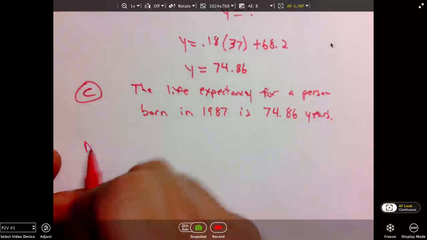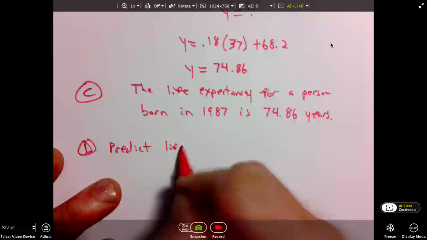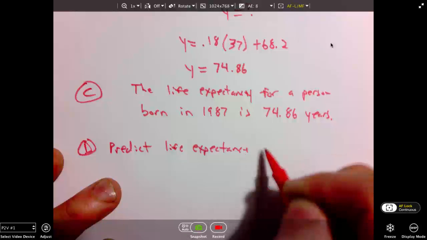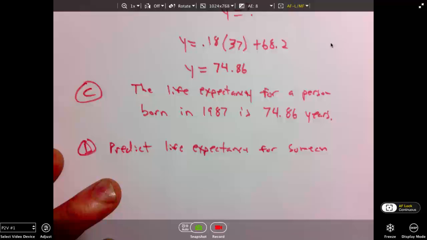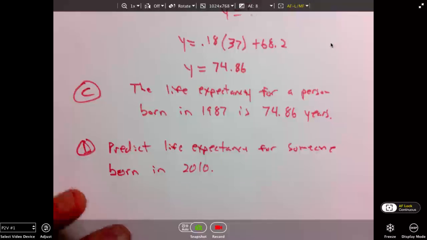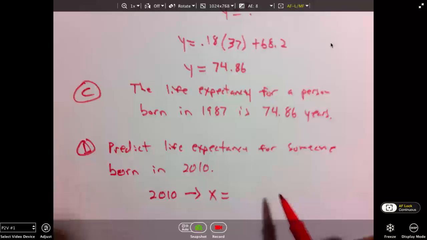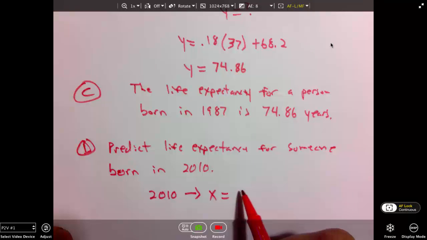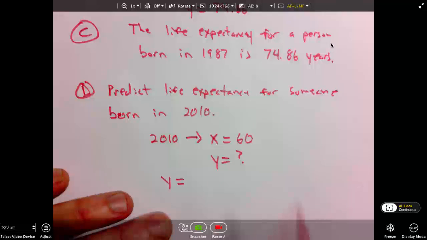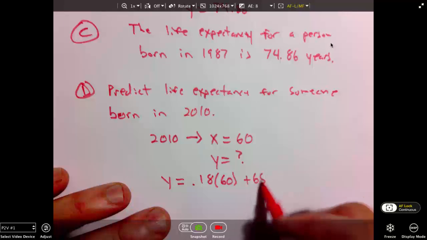Question D says, predict the life expectancy for someone born in 2010. Alright, same process. We're going to convert 2010 to some X value. It's an X value that is equal to 60. 2010 minus 1950 is 60. So when X is 60, what is our Y value? Again, Y equals 0.18 times 60 plus 68.2.